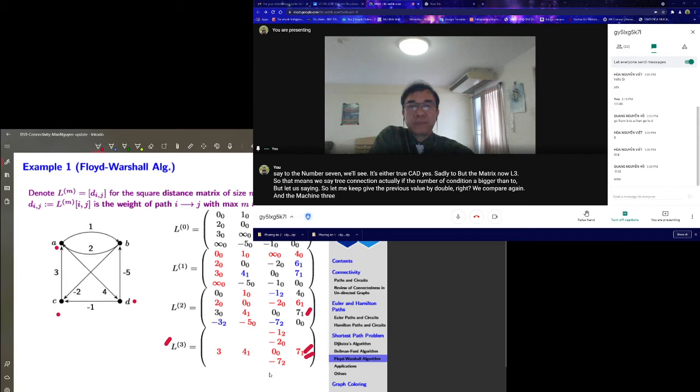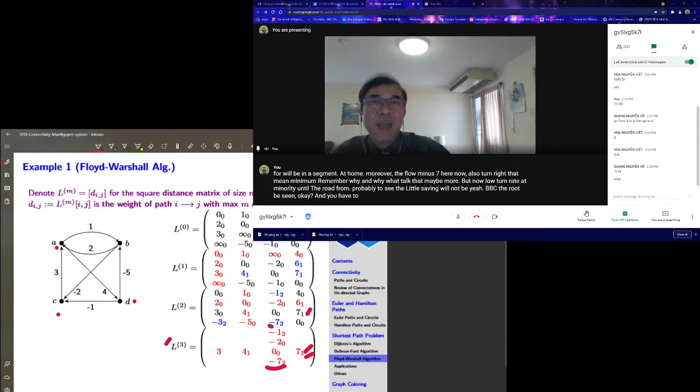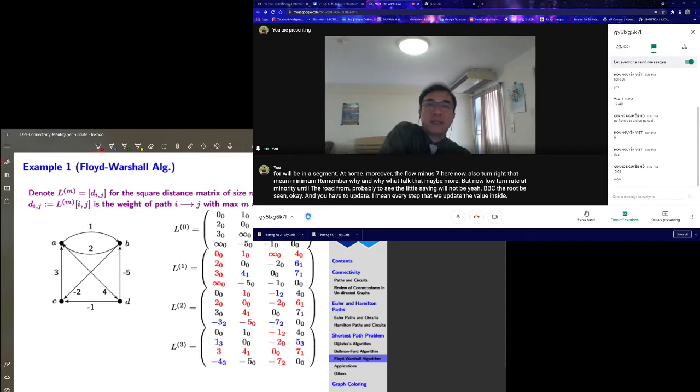Moreover, the blue -7 here now also turns red. That means it is already minimum. Remember, Wang got the thought that maybe it was not optimal, but now the blue turned red. That means it is already optimal. The route from D to C will be DBC, the route DBC, okay? And you have to update: every step the algorithm will update the values inside the distance matrix.